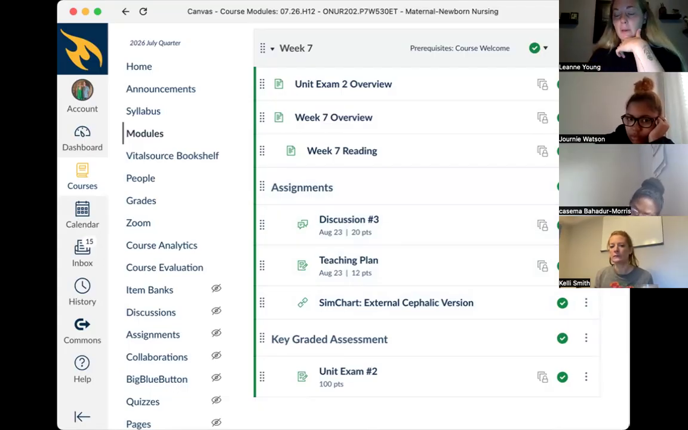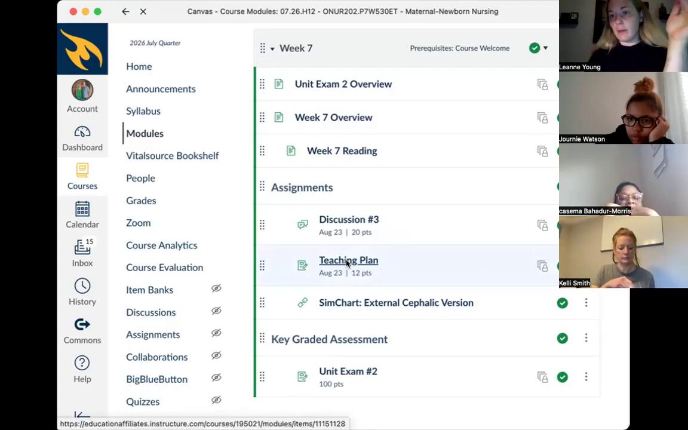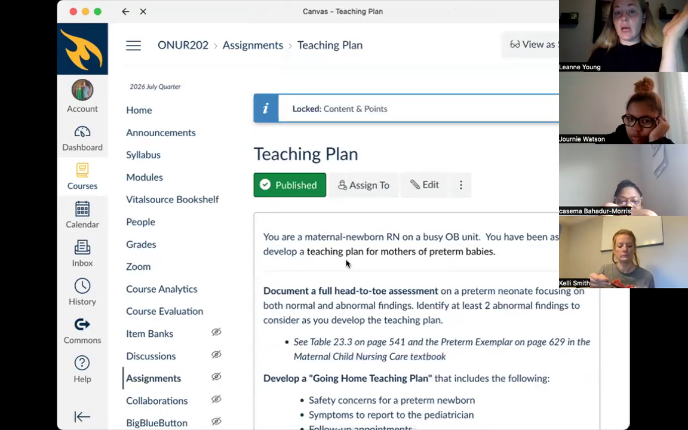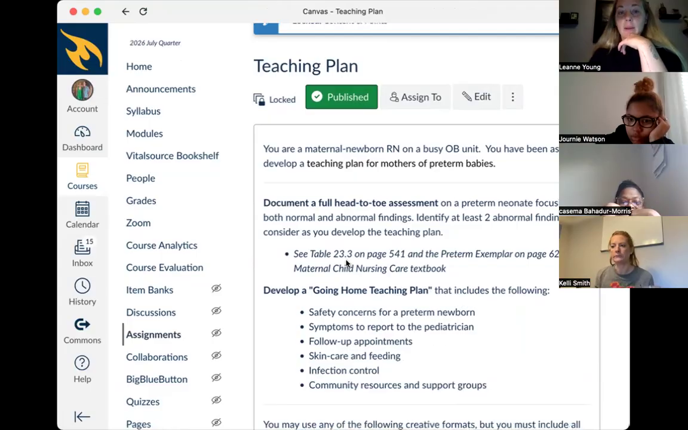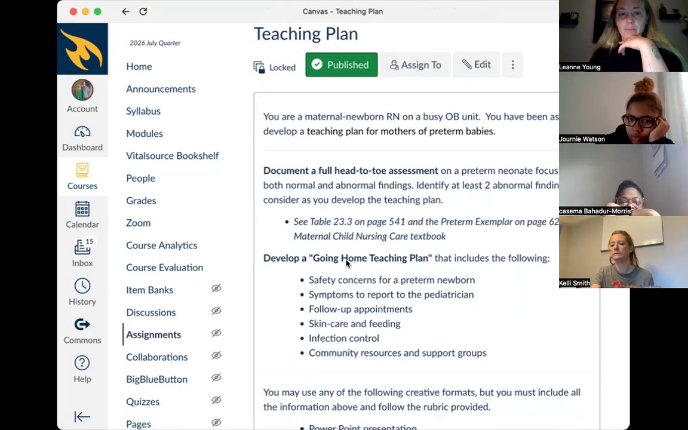But it is a little bit more time consuming. It is a little bit more of a detail oriented assignment. So I wanted to kind of talk about it a little bit so that you had time to organize your week for next week because you guys have a lot going on because we also have unit exam number 2. All right, so next week's a little bit heavier of a workload week for you. So let's talk about this teaching plan here for a minute.